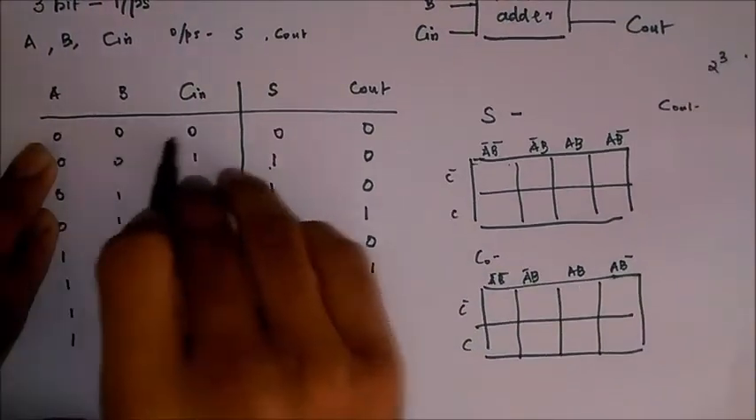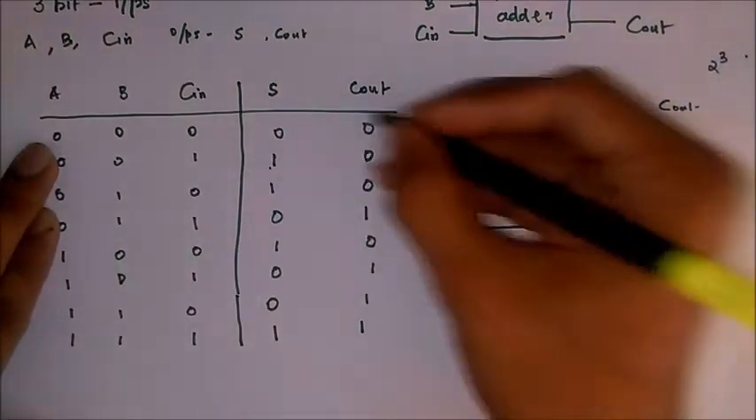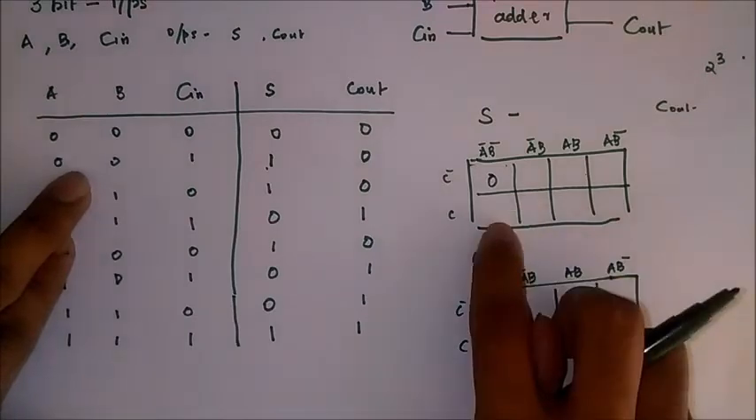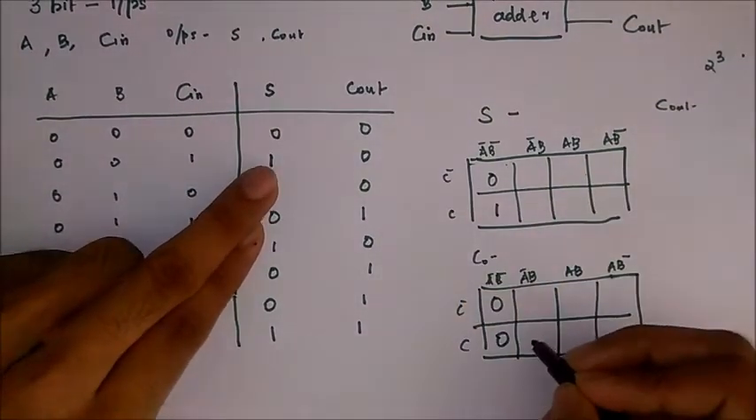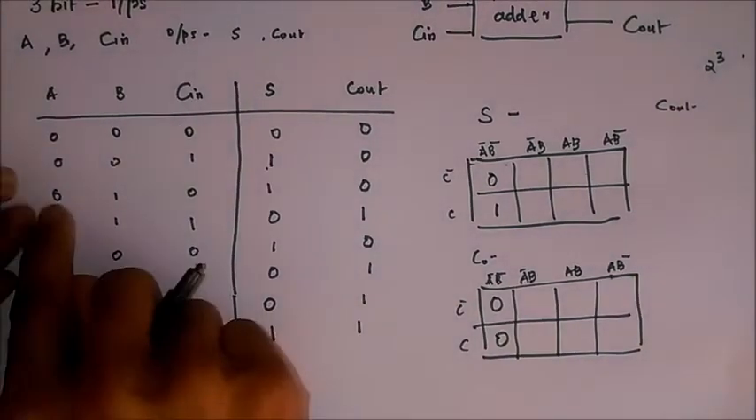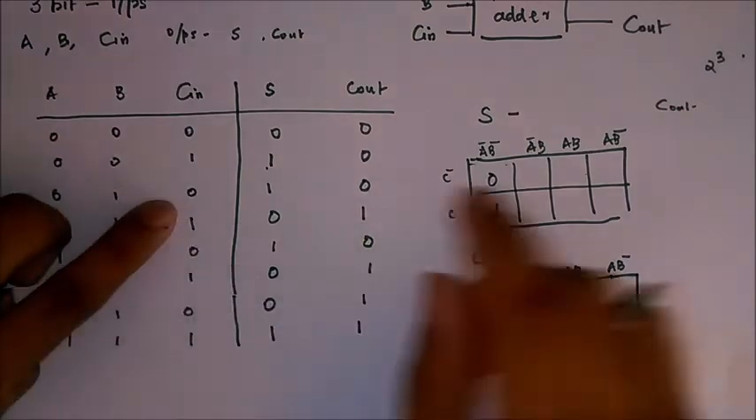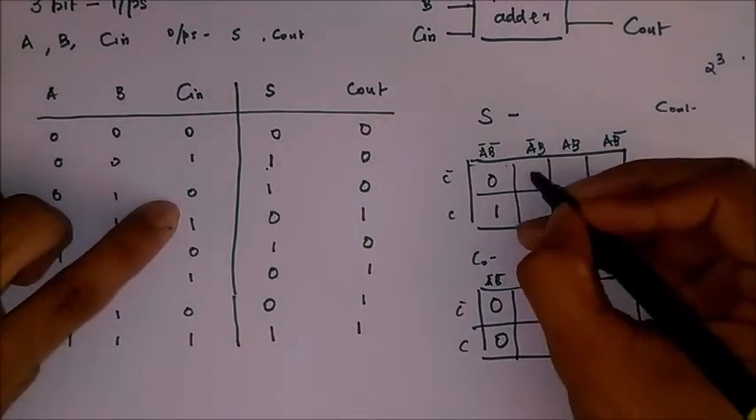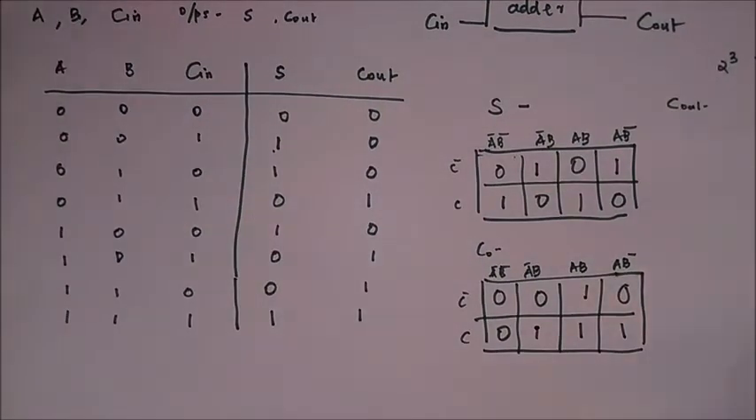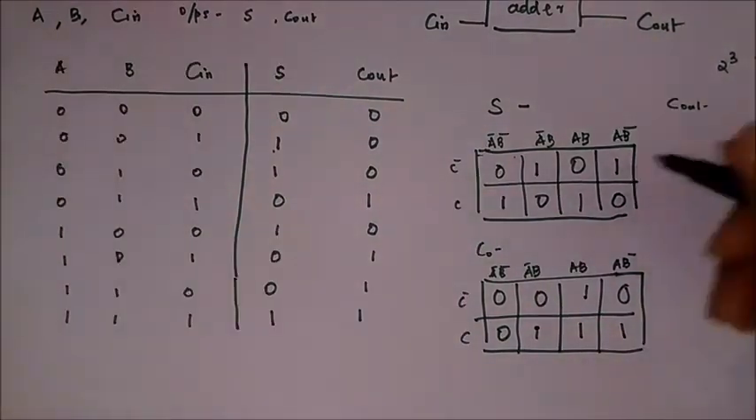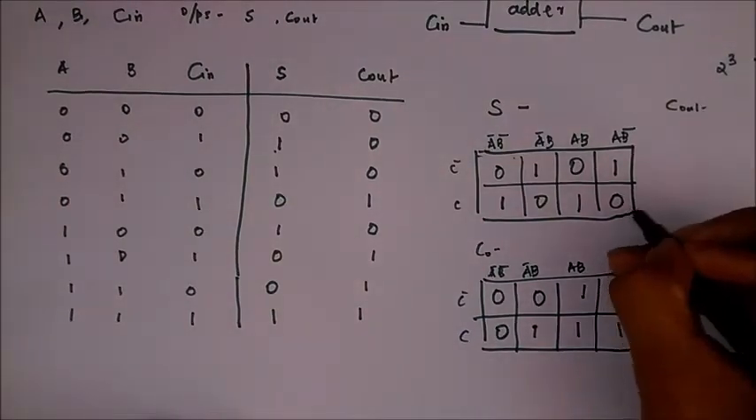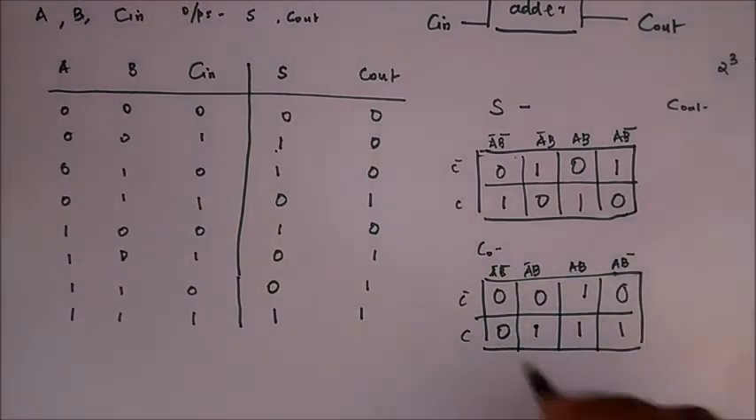So for 000, that is A bar, B bar, C bar, the sum is 0 and the carry is 0. For 001, A bar, B bar, C, the sum is 1 and the carry is 0. Similarly we can fill in the remaining, like 010, A bar, B, C bar, as 1 and 0. For saving time, I just skip the writing part as it's simple and you can easily do it. Now as we have got the K map, we have to simplify it into cells.